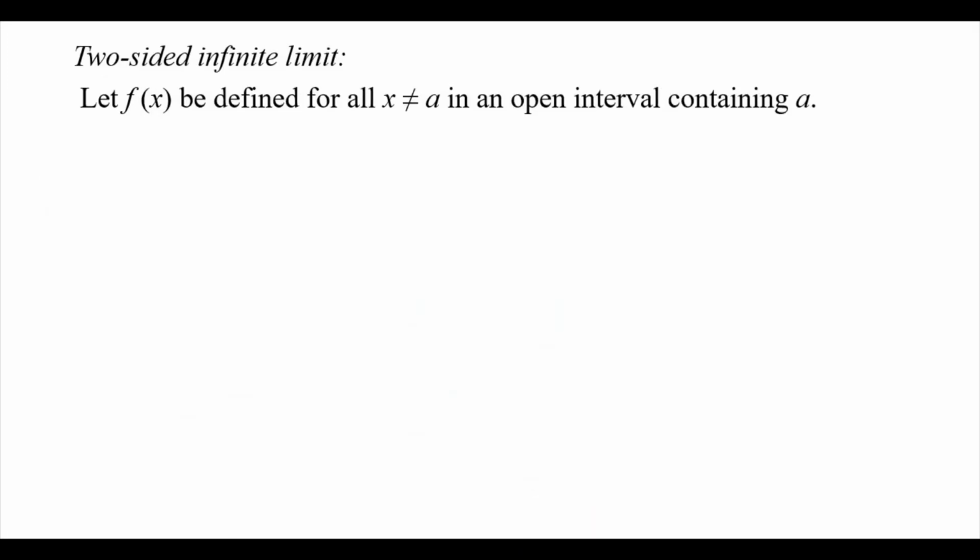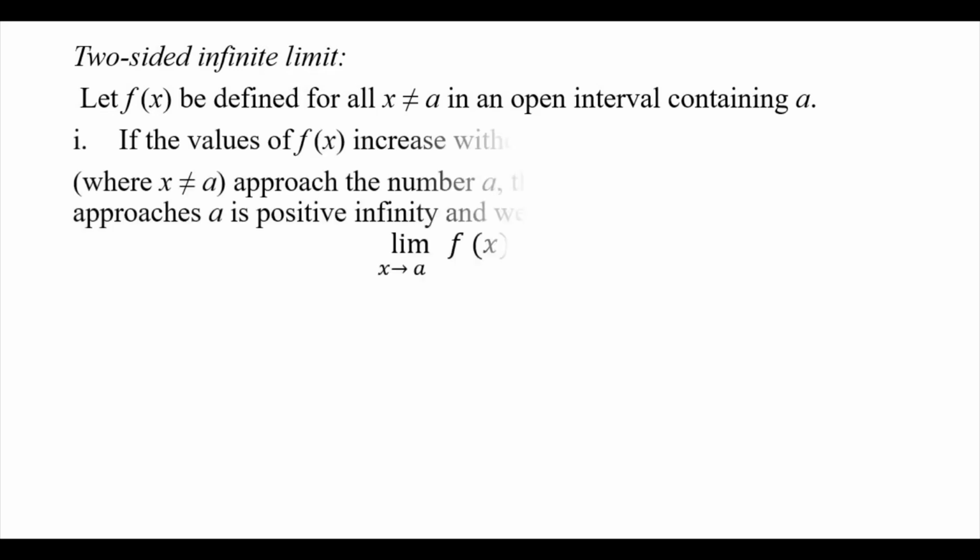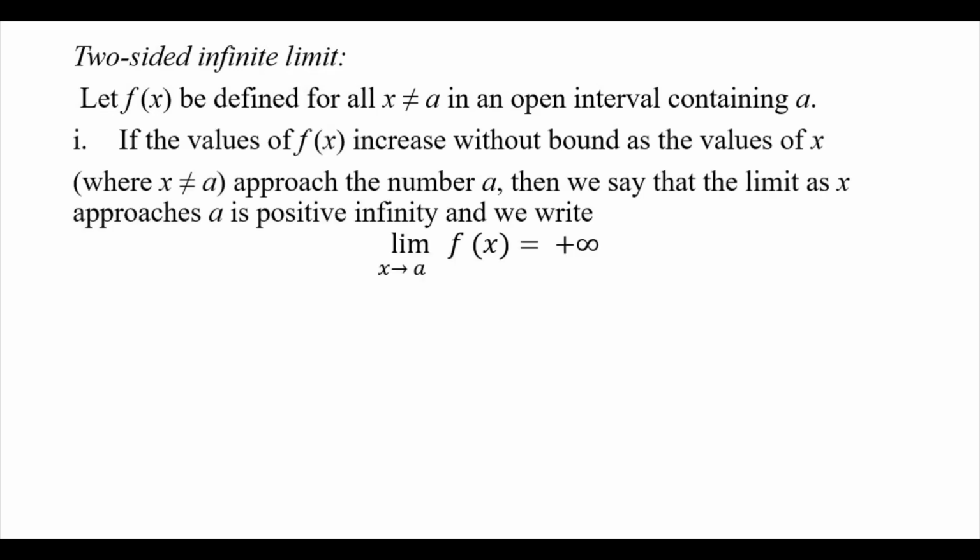Two-sided infinite limits. If we have the function f of x defined for all of the x's that are not equal to a in an open interval containing a, if the values of f of x increase without bound as the values of x, where x is not equal to a, approach the number a, then we say that the limit as x approaches a is positive infinity, and we write the limit of f of x as x approaches a is equal to positive infinity.